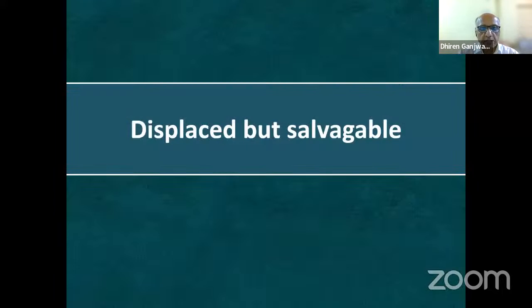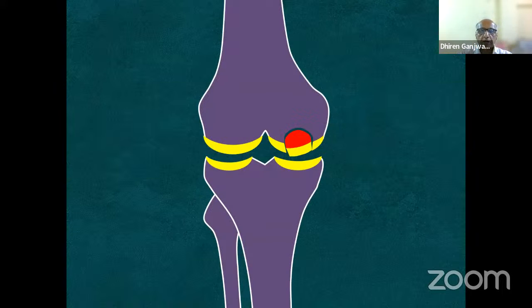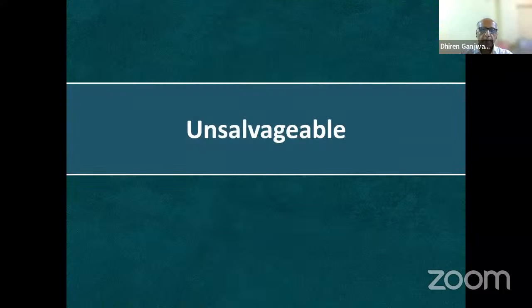Then comes the displaced but salvageable piece. Again, the same technique is carried out. This piece is aligned, brought into the proper position, and then again fixation with the pin is done. There are various varieties of pin. It may be a metal pin, it may be a biodegradable material. Depending on the availability, the choice of the surgeon and the affordability of the patient, we take a decision how to fix it.